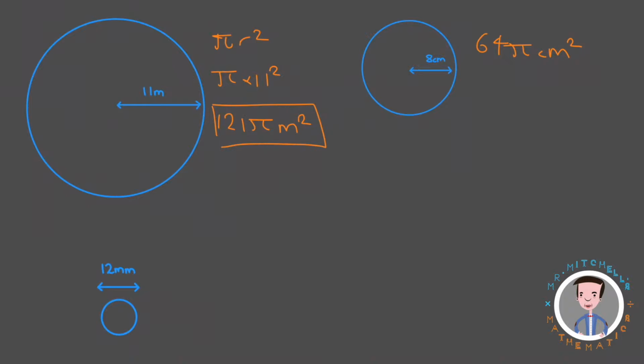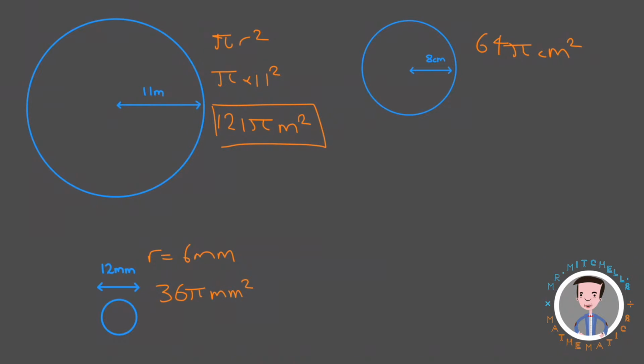And for this last little one in the bottom left, we have 12 millimeters. But it's not a radius, it's a diameter, which is the length of the circle fully across. So what we need to do to find the radius is half it. In this case, r equals 6 millimeters. At this point, we just input it into our normal formula, pi r squared. So 6 squared is 36, and times it by pi. So we have 36 pi millimeters squared.